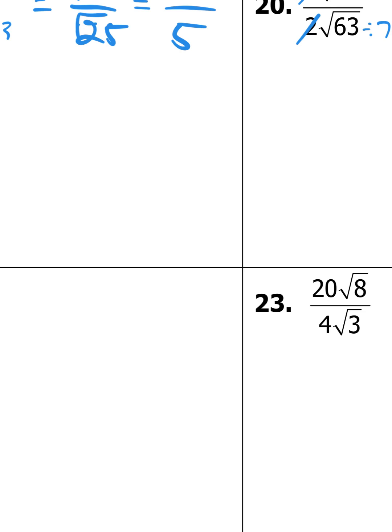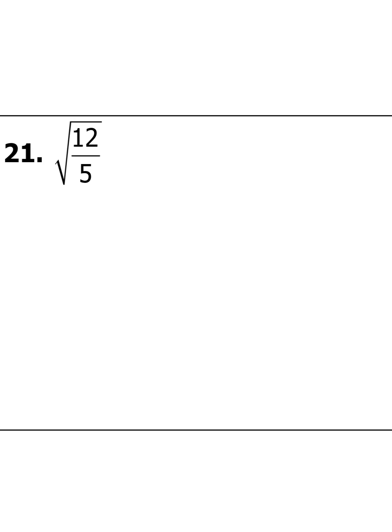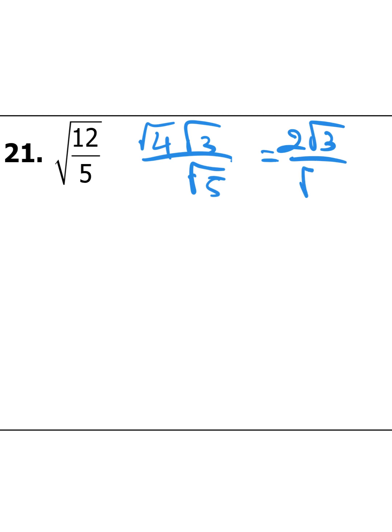So I am going to do number 21 and I'll let you take care of the rest. Square root of 12 is basically 4 times 3, right? So square root of 4, 3, and square root of 5 will be at the bottom. So we have 2 square root 3 over square root 5.